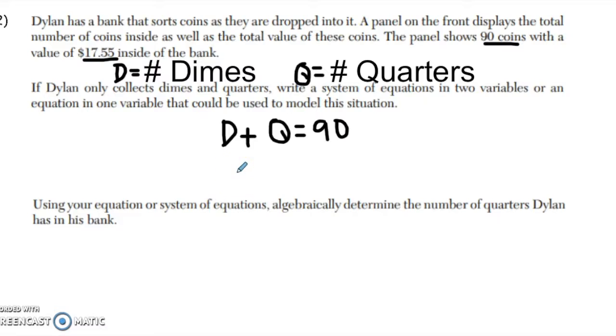All right, so that's the first one. Now, what are we going to do with 17.55? I bet you know, because you're so smart, you already know that a dime is 10 cents and a quarter is 25 cents. So this, bam, bada bing, this is your answer for the first part.